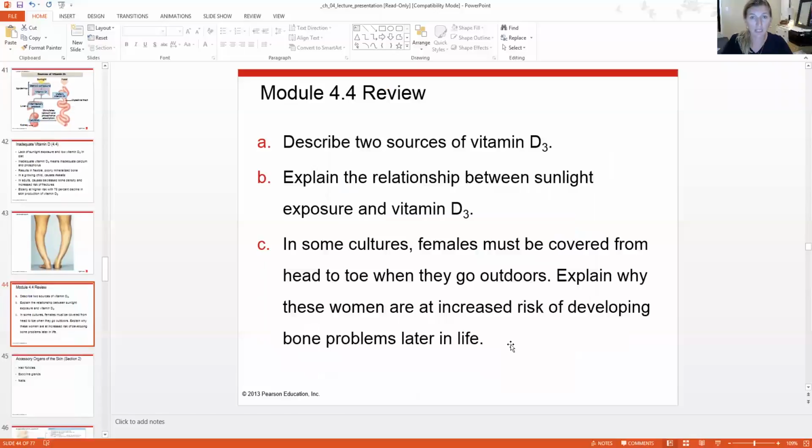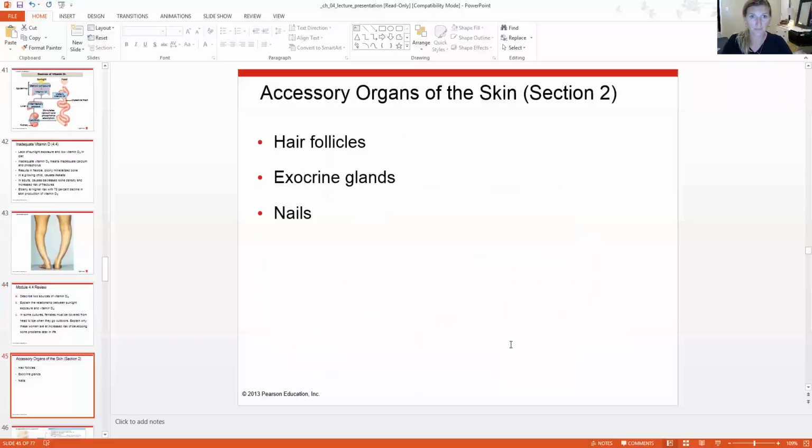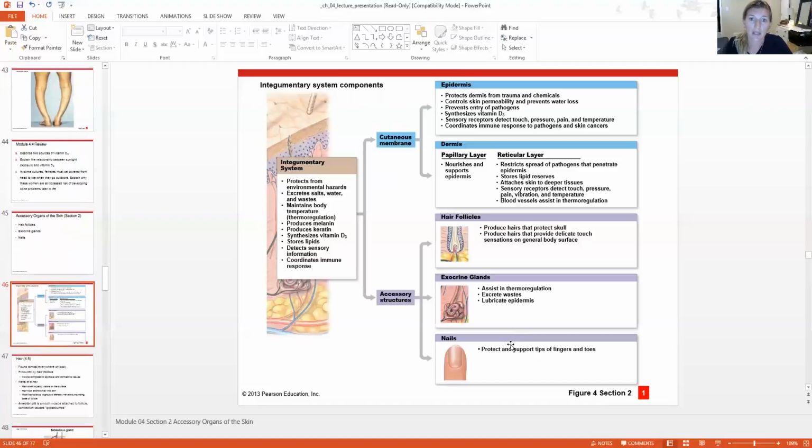Here's the review. Again, you can pause the video, answer the questions, or you can answer these questions in your reading guide. Let's talk about accessory organs of the skin. This is the last little section of the chapter. We have hair follicles, exocrine glands, and nails that are the accessory structures in our skin. And you can see where they are, all these different components here.